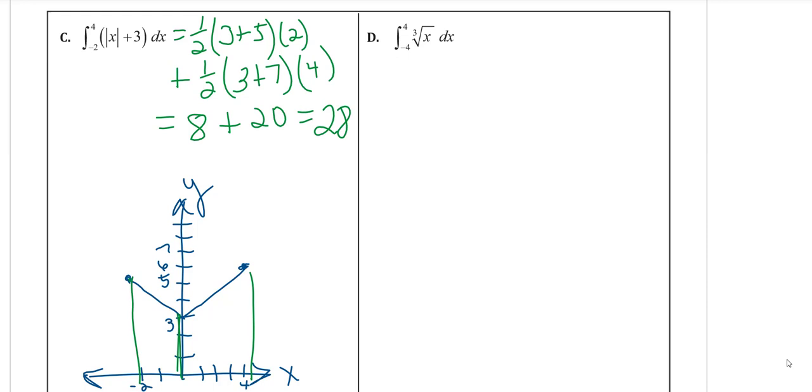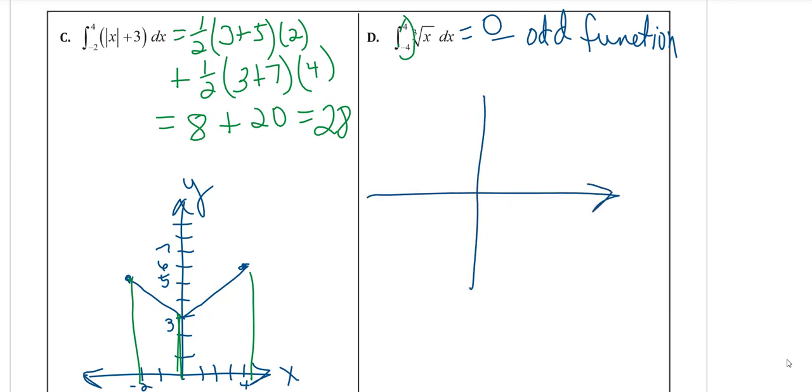Okay, so the cube root one, now notice my limits. This one might seem a little tricky, but you want to remember we have an odd function here. So I don't really have anything to do. I already know that area is going to be 0. But let me sketch it so you can see it. The cube root function, we're going from -4 to 4, is going to look like this.